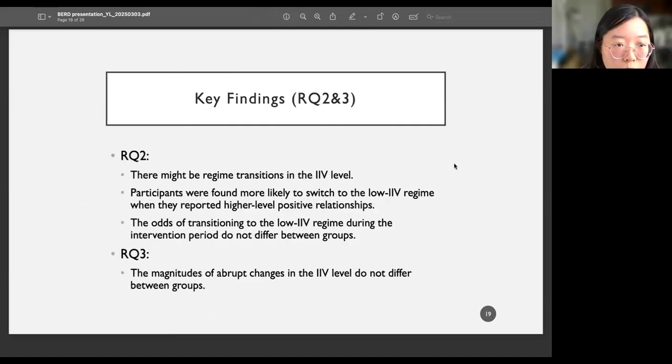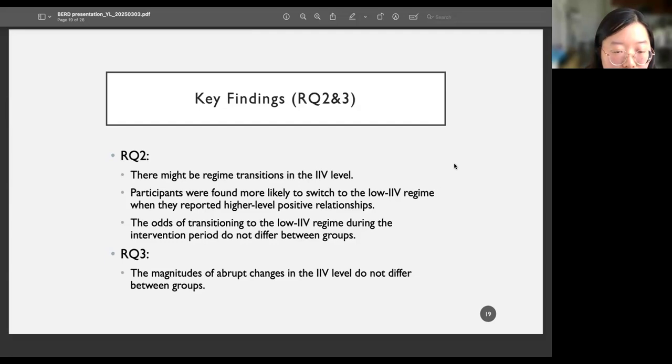For the next two questions, we did find some regime transitions in the IV level. And we found that some participants are more likely to switch to the low IV regime when they reported a high level of positive relationships. So that means that being exposed to positive relationships may help improve people's feeling of meaning of life. But again, we didn't find any between group differences in the probability of transitioning to the low regime. And also we didn't find any between group differences in the magnitude of their abrupt changes on average.